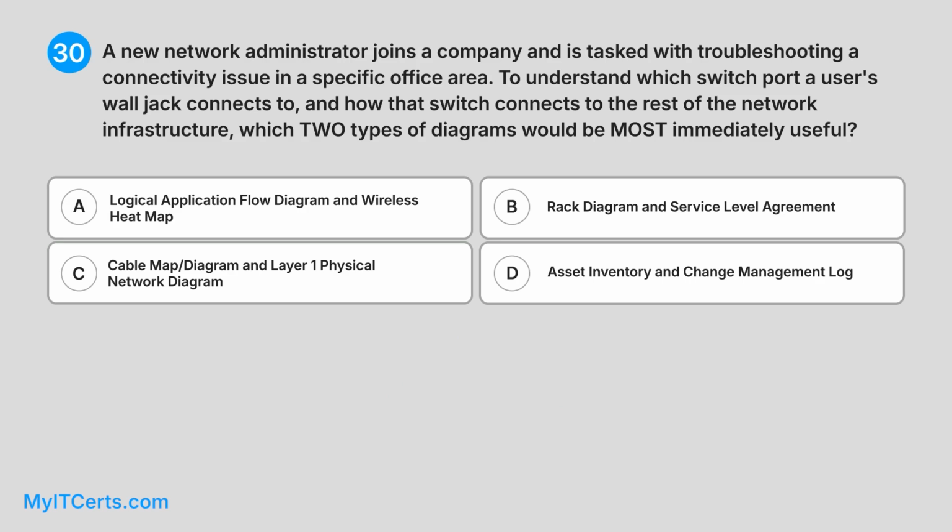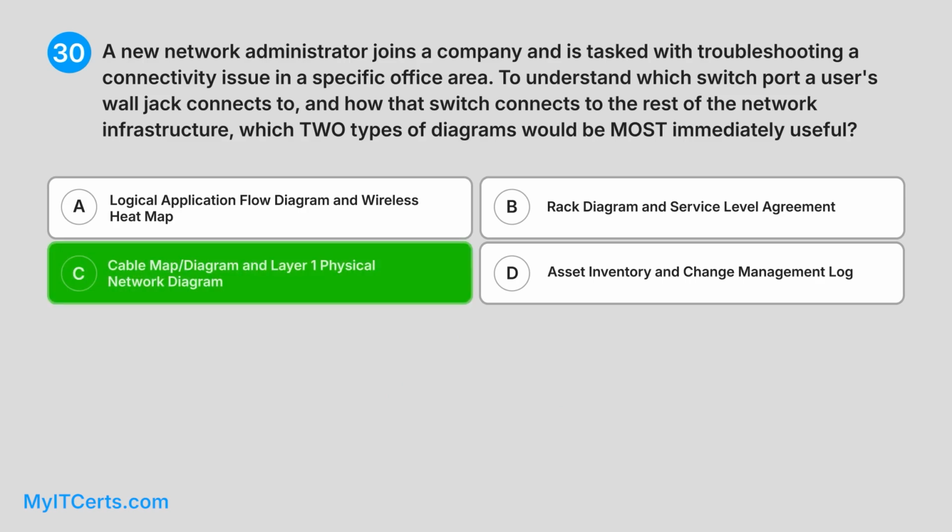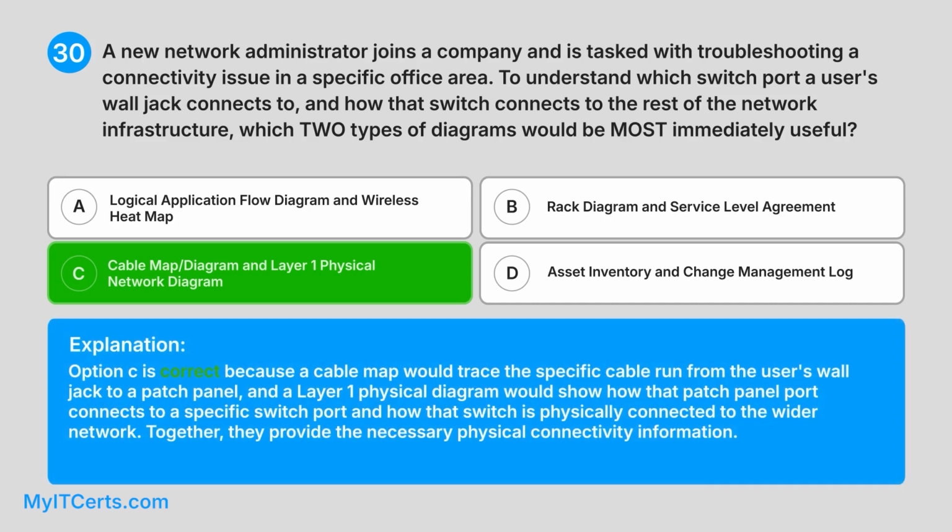Correct answer. C. Cable map diagram and layer 1 physical network diagram. Explanation. Option C is correct because a cable map would trace the specific cable run from the user's wall jack to a patch panel, and a layer 1 physical diagram would show how that patch panel port connects to a specific switch port and how that switch is physically connected to the wider network. Together, they provide the necessary physical connectivity information.